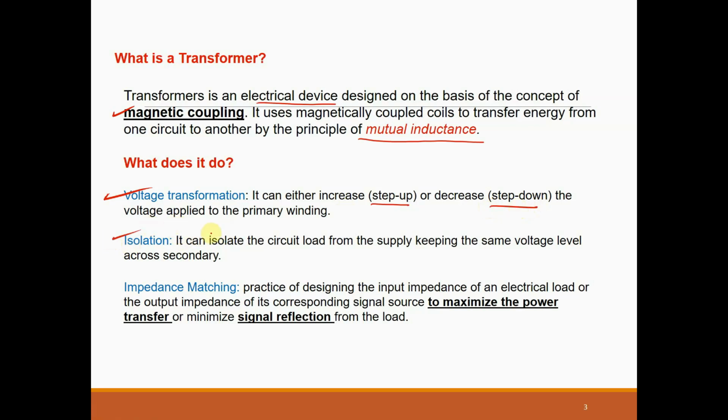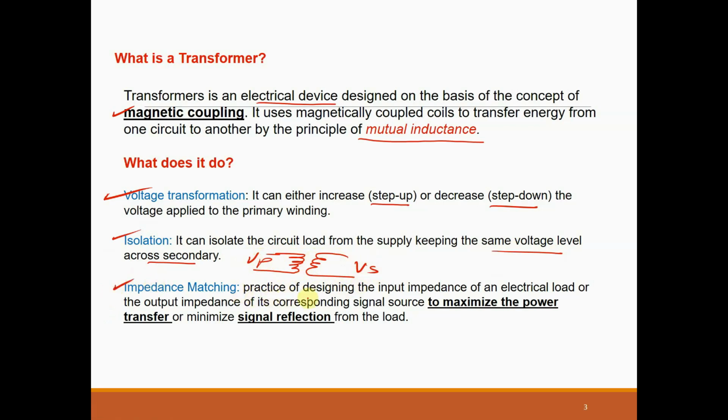Another use of a transformer is for isolation. It can isolate the circuit load from the supply, keeping the same voltage level across the secondary. So in this case, there is no change in the voltage, right? The same voltage level, but the only purpose of the transformer is just to isolate the circuit. This is the symbol for a transformer. We have a coil here, and we have another coil here. The same voltage, vp and vs, the same voltage. So the purpose of this transformer is just to isolate.